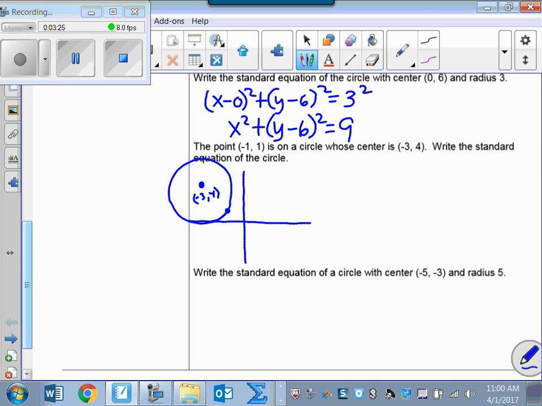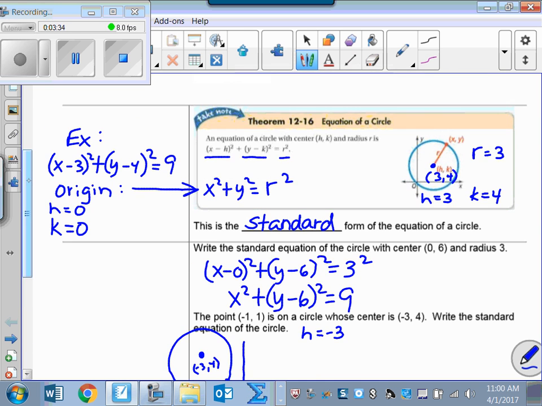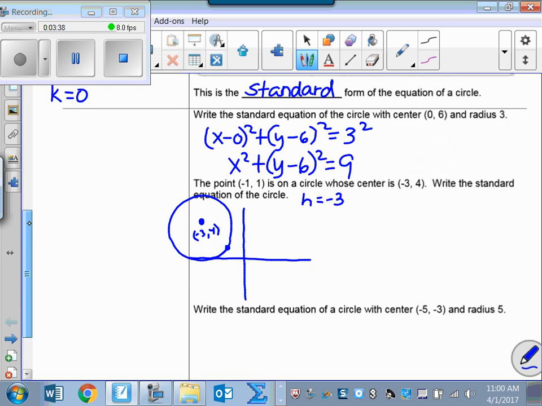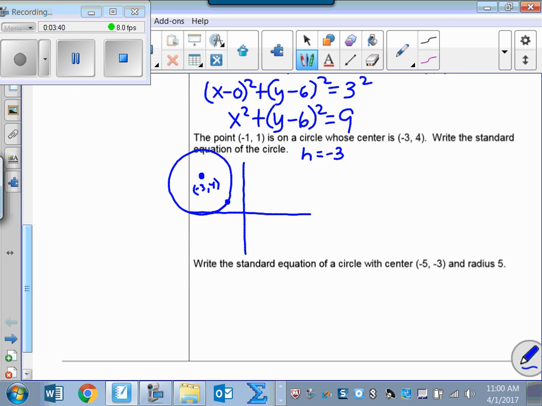And I need the standard equation. Well, I know that h is -3. The center is (h, k). Did we say that? Yes, center is (h, k). I want to make sure that's clear. So if h is -3 and k is +4, then what I have is x minus -3, so (x plus 3) squared plus (y minus 4) squared equals r squared. But guess what? I don't know what r is. How can I find the length of the radius?